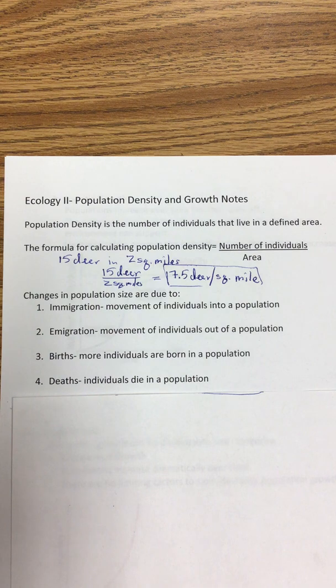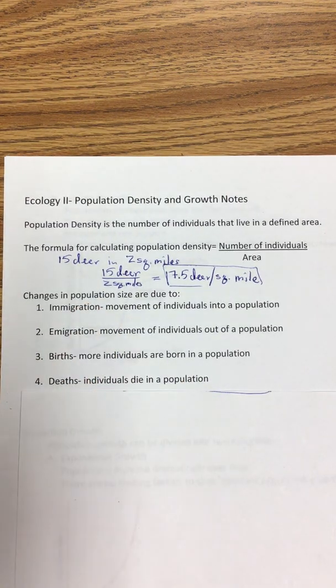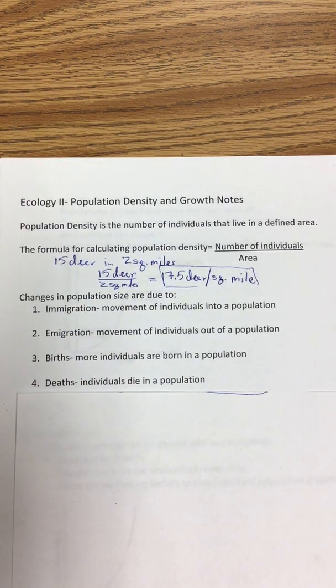Another factor that can affect the population is the birth rate. So more individuals are born in a population. If you increase the birth rate, that's going to increase your population. If you increase your death rate, then obviously you're going to decrease the population. So these are basically 4 factors that are going to change population size.